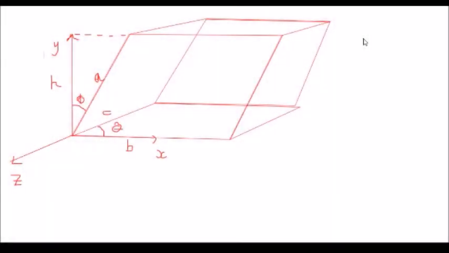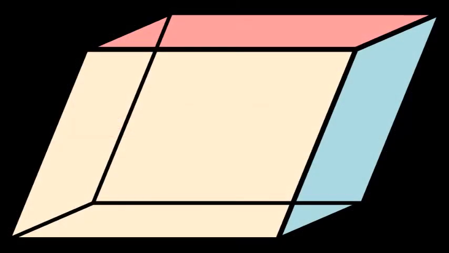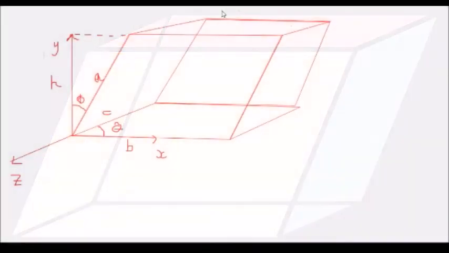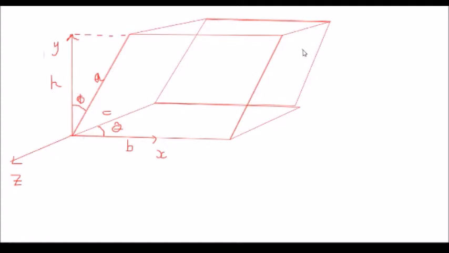Hiya, this is a video about the volume of a parallelepiped. As you can see here, this is a diagram of the shape, and the volume is the area of the base of this shape times its vertical height, h. So the target is to find both of these terms in terms of vectors, so that we can use these vectors b, c and a to find the volume of this parallelepiped.